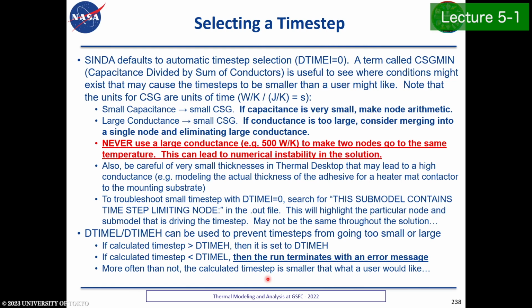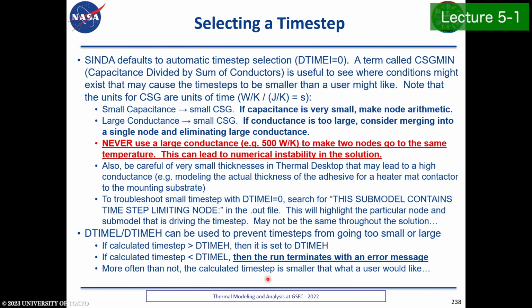Selecting a time step. CNR and I will agree to disagree on this. They suggest everybody uses DTIME I, which is an automatic time step solution. I'm not exactly sure how they select it. I think they start off with some training data and see where it goes. There is a term called CSG min, which is the capacitance divided by the sum of conductors, C divided by the sum of Gs. If you look at the units for that, it's joules per K divided by watts per K, which gives you seconds. So that's a measure of the biggest time step I can take before I might have some problems.